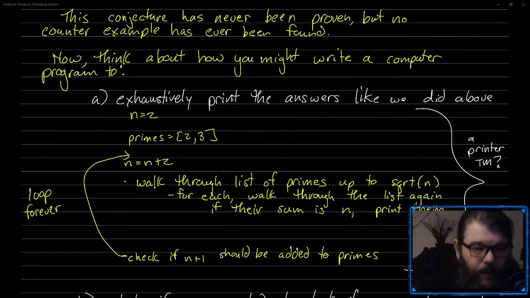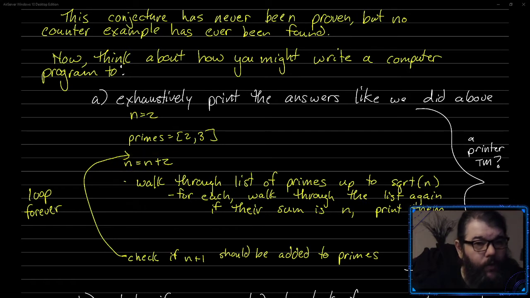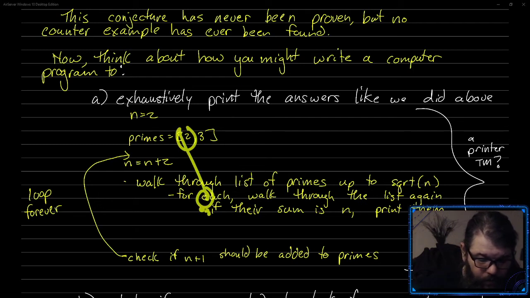Okay. Hopefully you're back. That algorithm starts to look something like this, right? You've got a list of primes. You're writing some loop that increases by 2 every time. You're going to walk through that list of primes, and you're also going to walk through it again, and then you're going to see if their sum equals the number you're looking for. So I'm going to start with 2, and then I'm going to try 2, and 2 plus 2 is 4. So I know that 4 is done.